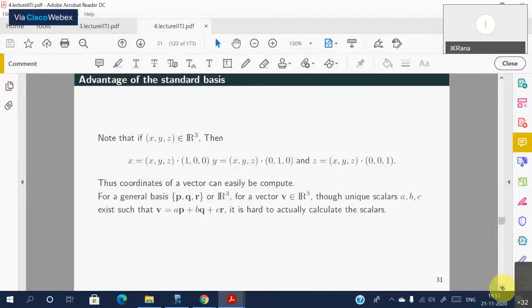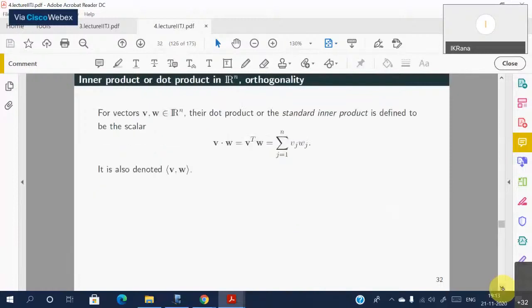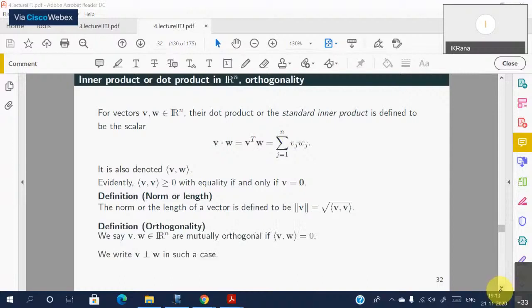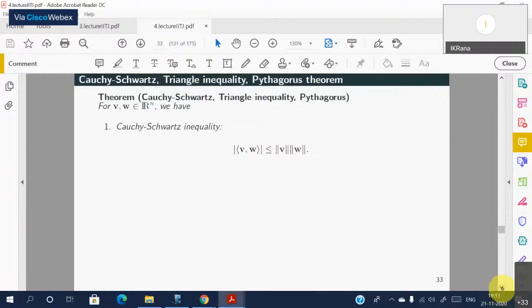So the idea is to convert. So how do I find a basis consisting of those perpendicular vectors? There is a dot product, and a property of the dot product is that the dot product of v with itself is always greater than or equal to 0, and equal to 0 only if v is equal to 0. That is a norm. So let me quickly go through this so that I can say what I want to say. These things one can prove very easily.